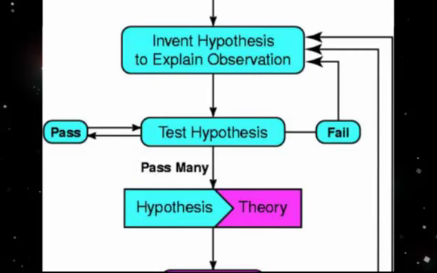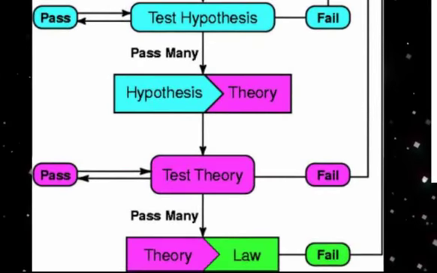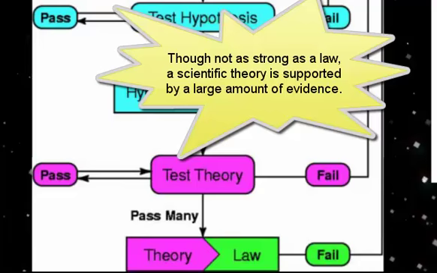Then other scientists will take that theory and they'll apply different experiments to it to test it. If it gets supported many times, the theory becomes a law. If it's not supported, you have to go back and look at either explain the observation or come up with a different hypothesis to try.